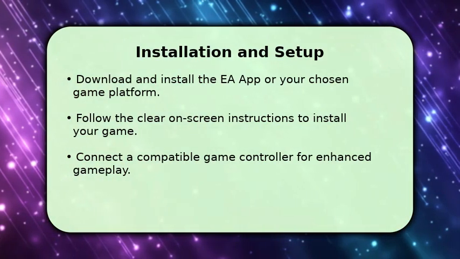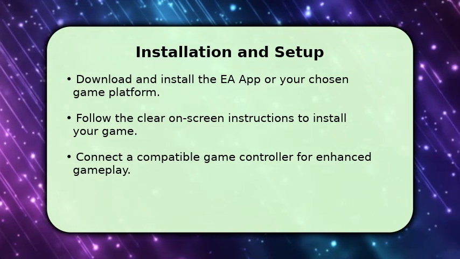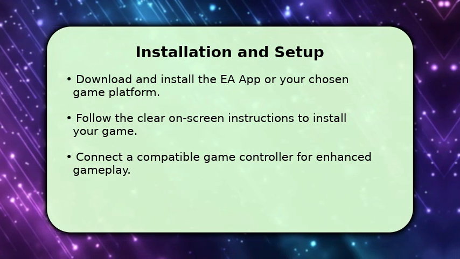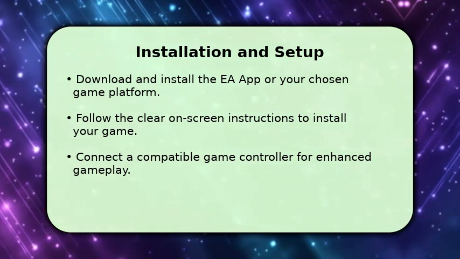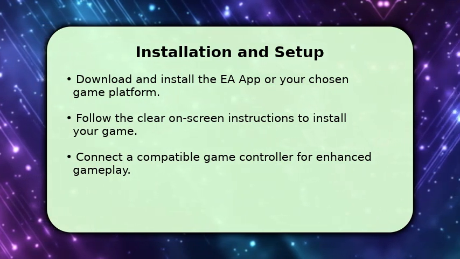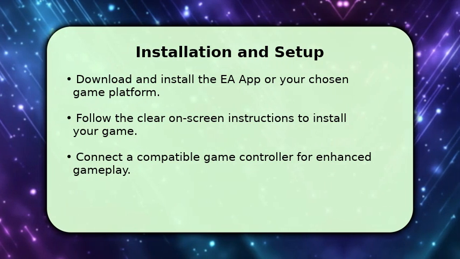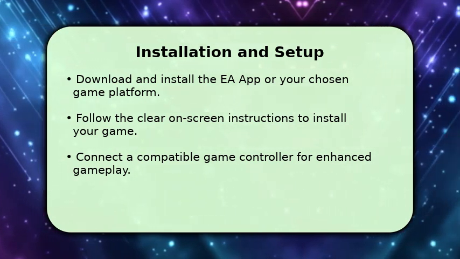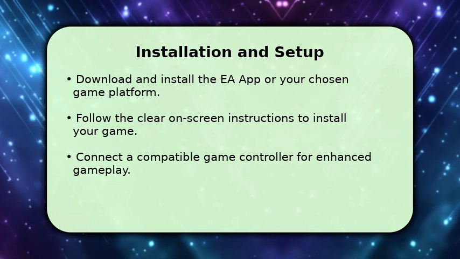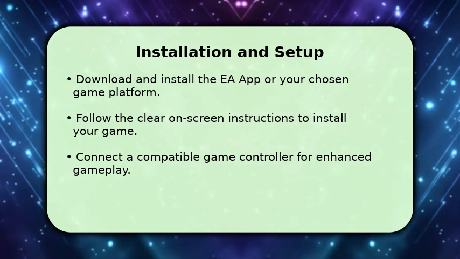With your game acquired, the next step is installation. Begin by downloading and installing the EA app or your chosen platform like Steam onto your PC. Once the platform is ready, simply follow the straightforward on-screen instructions to download and install your specific EA Sports game. For the best experience, especially with sports titles, we highly recommend connecting a compatible game controller, such as an Xbox or PlayStation controller, to your computer.